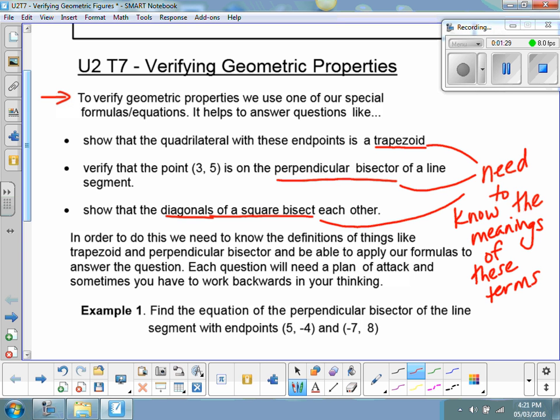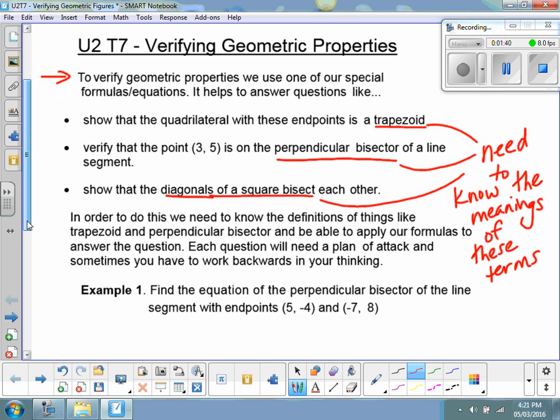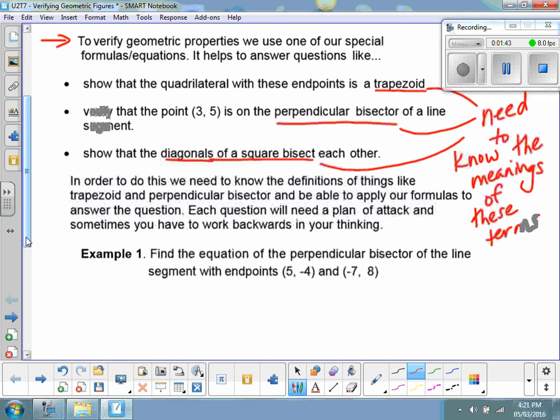Okay, so we're going to spend a couple of days practicing these types of questions. We'll have an opportunity to review some of these. I would imagine that some of these things you do know what they mean, and others you may not be clear on. But in each question, you need a plan of attack, and sometimes you have to work backwards in your thinking to come up with that plan. So in example 1 here, it's find the equation of the perpendicular bisector of a line segment with those endpoints.